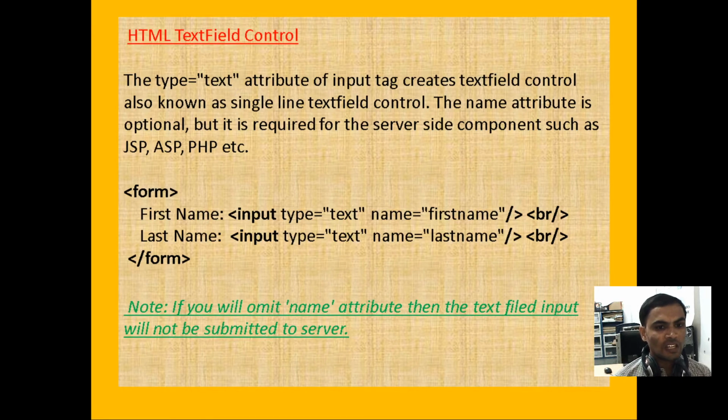Next we are going for the text field control. Text field control means for the type we are giving text. If you omit the name attribute, then the text field input will not be submitted to the server. Under the input type, if you omit the name attribute, the input will not be submitted to the server.